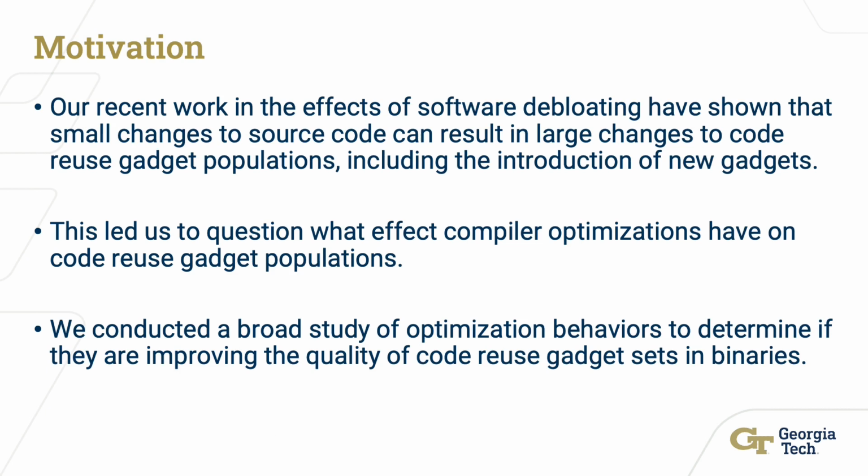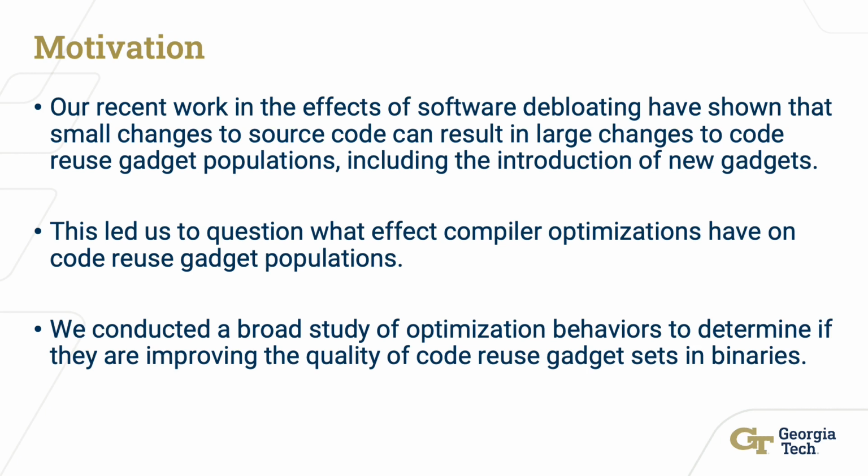Our motivation in this work stems from our prior work on software debloating, where we discovered that even small changes to programs, such as removing inconsequential or peripheral features, can result in large changes to code reuse gadget populations, to include the introduction of new gadgets. This has led us to question what the effect of compiler optimizations are on code reuse gadget populations.